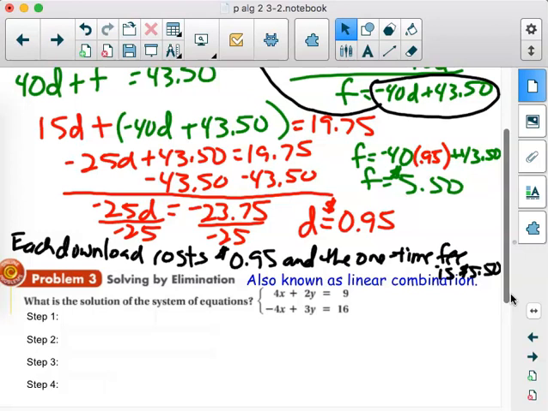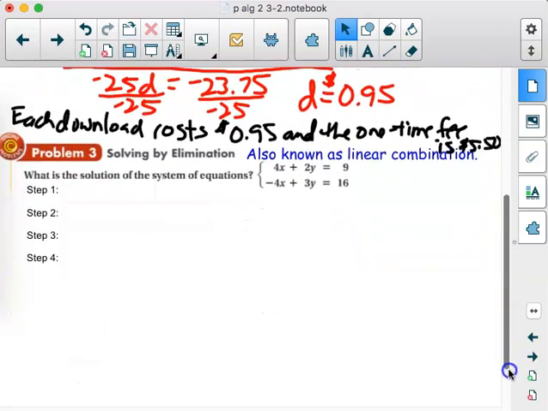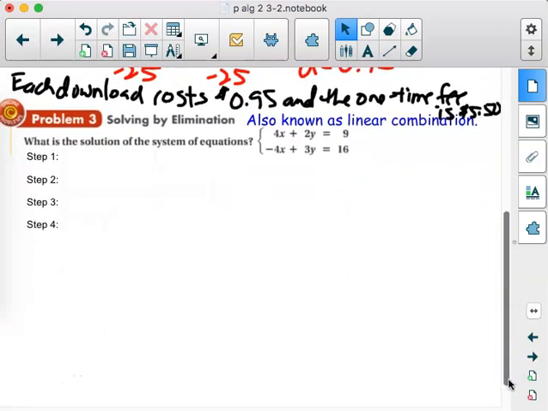So that's substitution. But sometimes substitution isn't the easiest and the best way to go. Now, if you don't mind fractions, then substitution could be your go-to all the time. But if you don't like working with fractions all the way through, then we look for another method. And this method, this book calls elimination. Many other books call it linear combination. And here's what that one says.